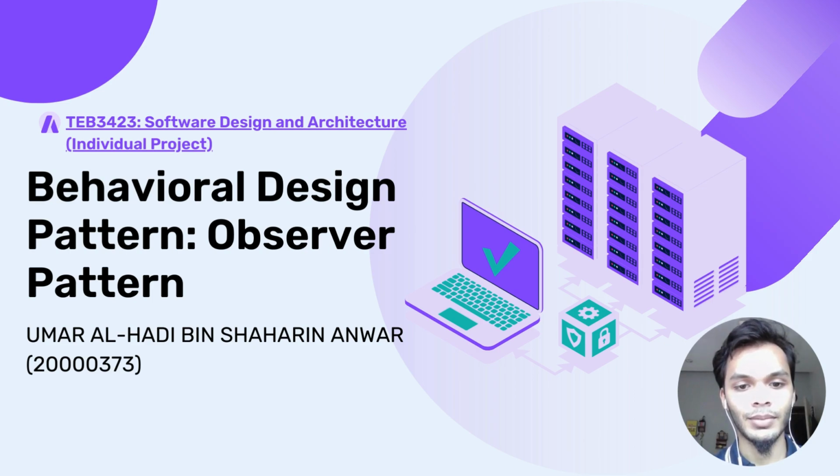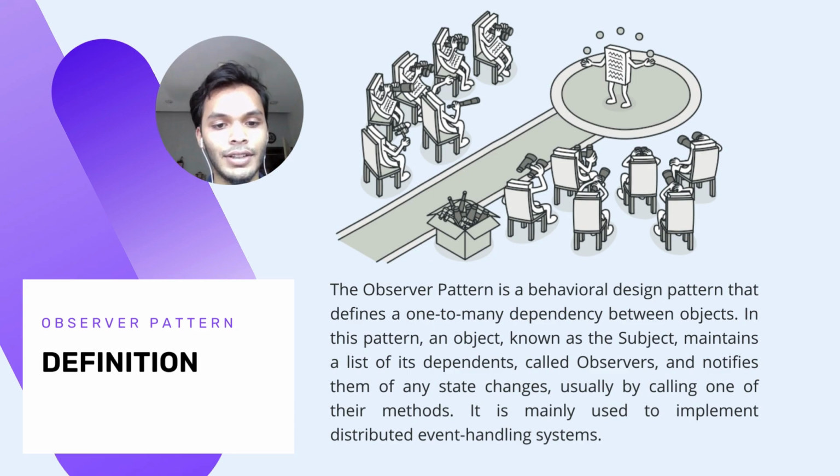Pattern and observer pattern. Okay, so let's start with the definition of observer pattern. The observer pattern is a behavioral design pattern that defines a one-to-many dependency between objects. In this pattern, an object known as the subject maintains a list of its dependencies called observers and notifies them of any state changes, usually by calling one of their methods. It is mainly used to implement distributed event handling systems.